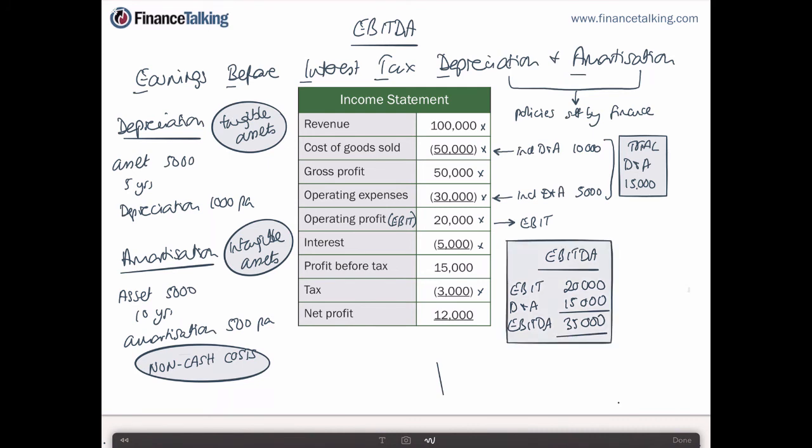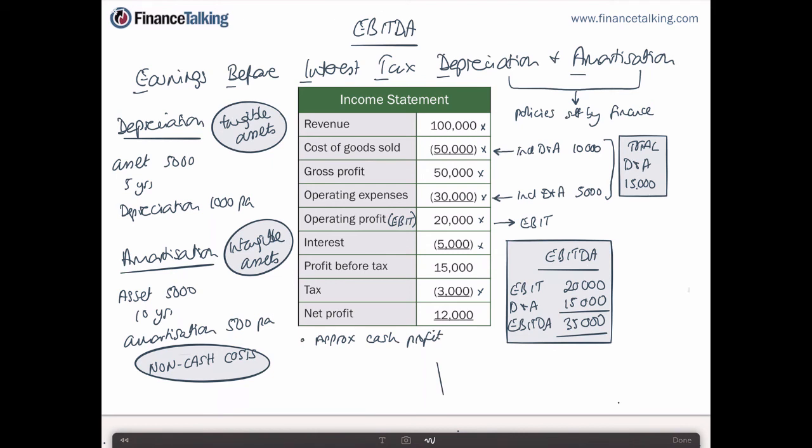Of course, this is still not truly a cash flow number, because apart from anything else, the revenue is likely to include amounts that haven't yet been received, so receivables. And the expenses are likely to include amounts that haven't yet been paid, so payables. But we're closer to cash flow than we would have been if we'd just used EBIT.